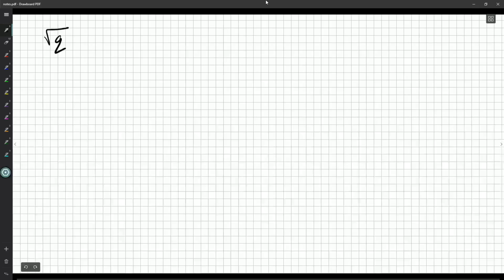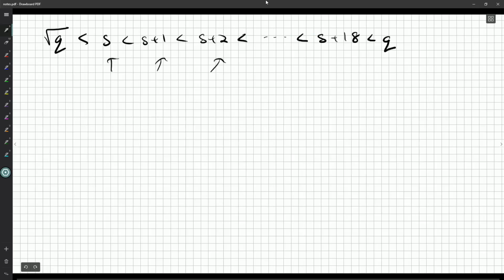Okay, here's root q. It's got to be less than, so let's let the smallest integer be s plus 1, s plus 2. These should be less than signs. All the way up to, not s plus 19, but I guess s plus 18, and that also has to be less than q. If s is an integer, then all of these are integers. And I specifically want s plus 19 to be greater than or equal to q.